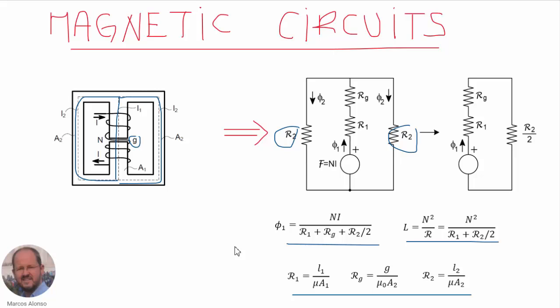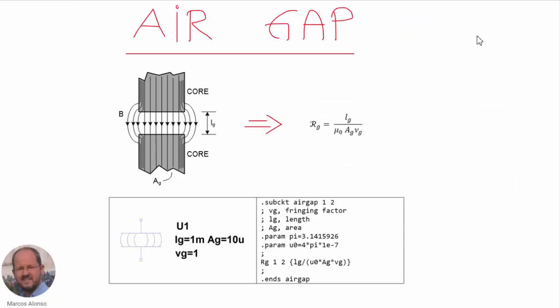If we want to implement this in a SPICE simulator like LTspice, we need to find models for the magnetomotive force, for the reluctances, and for the different elements. So this is what we are going to see in the next part of the presentation. So we start by modeling the air gap, which is a very simple element.